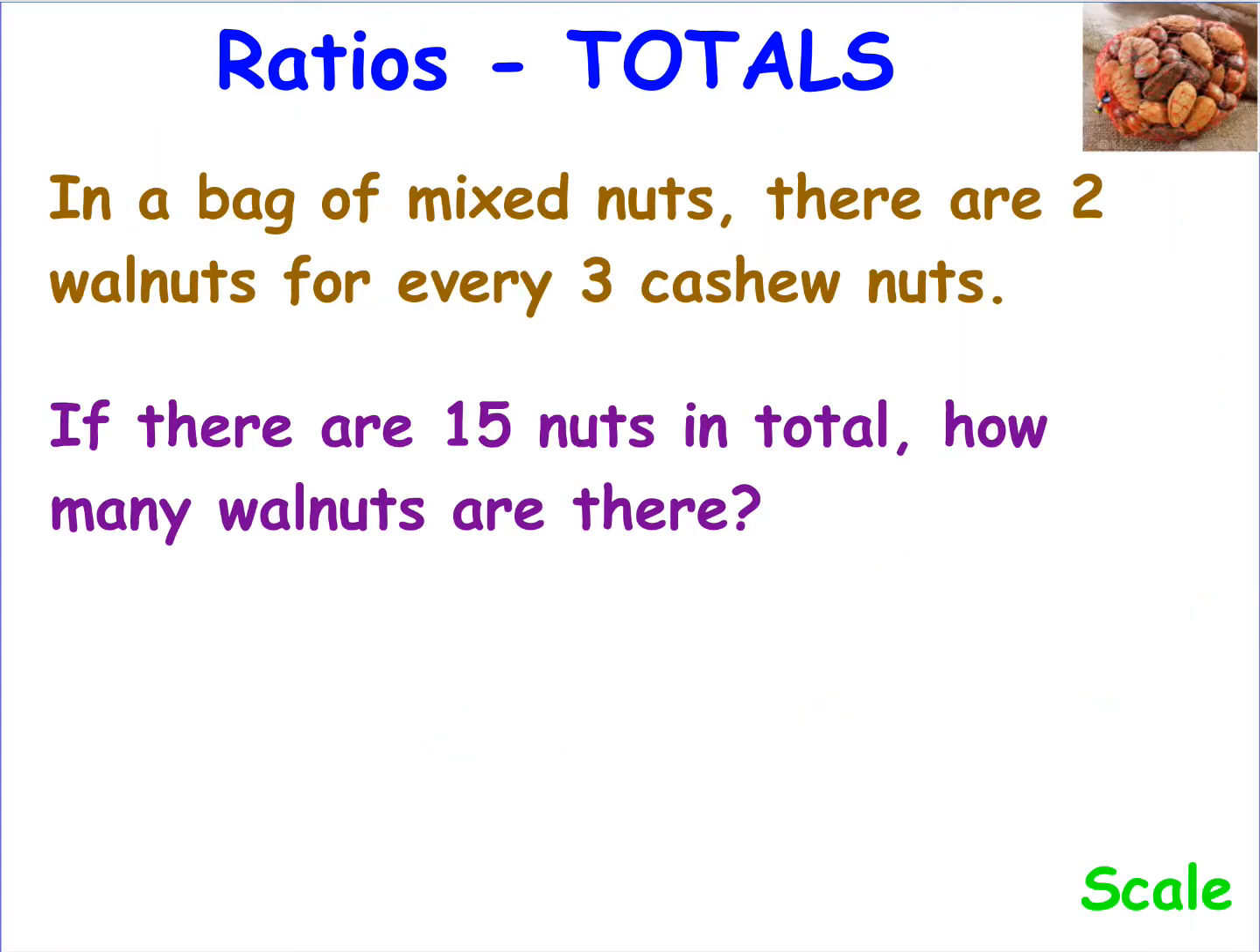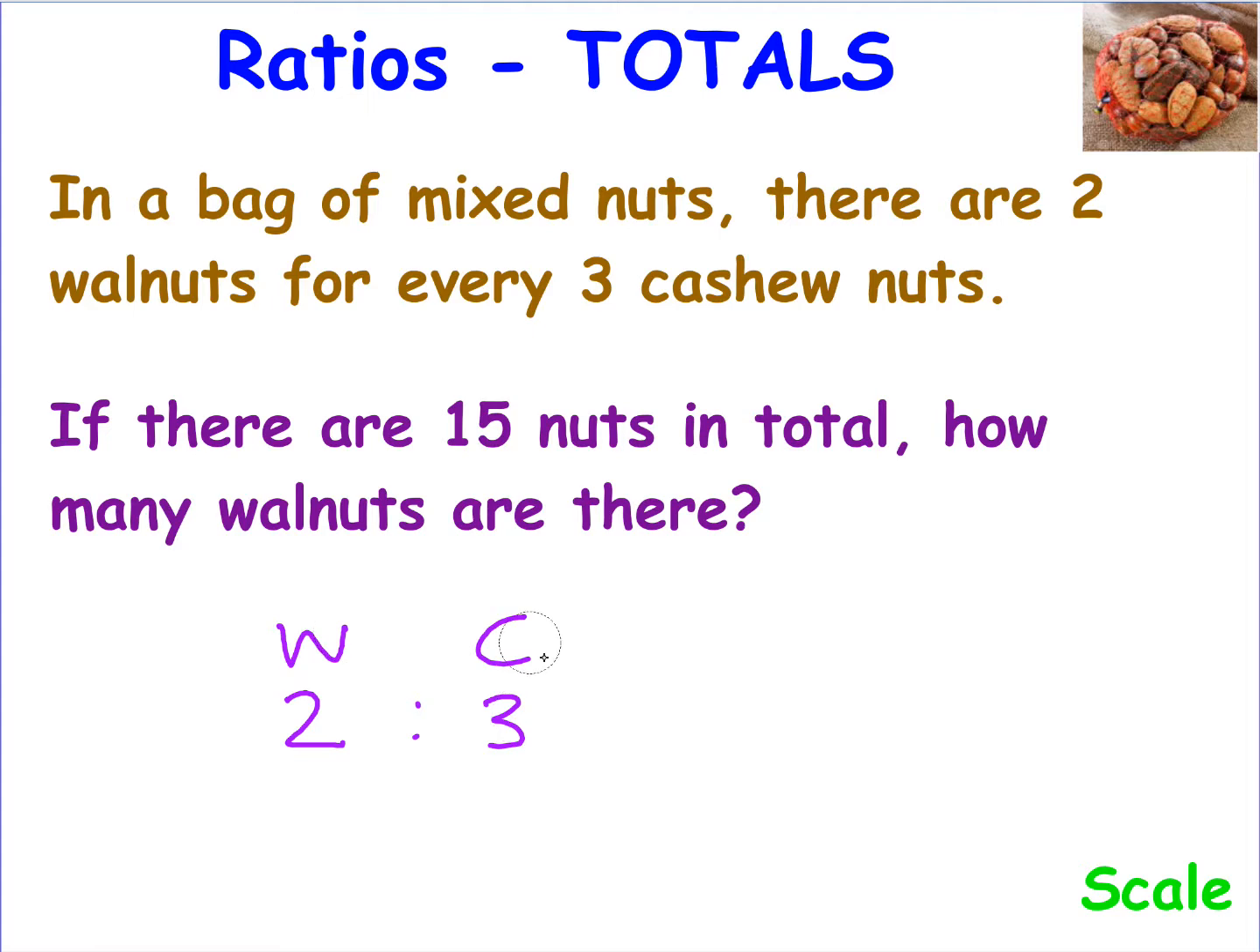Here's another totals question for you to have a go at. In a bag of mixed nuts, there are 2 walnuts for every 3 cashews. So our ratio is 2 to 3, walnuts to cashews, as it's written up here.